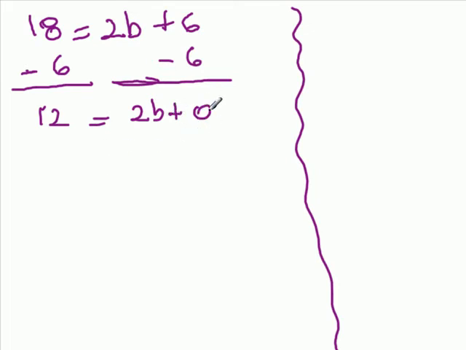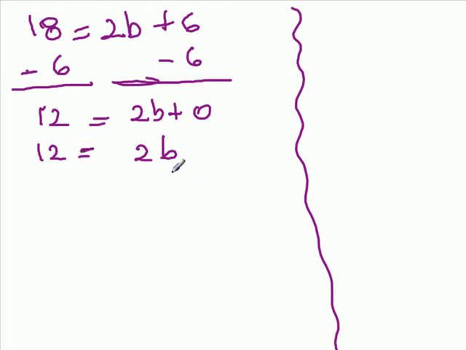Next, we are going to simplify this last step. Because we're adding a 0 to 2b, the quantity stays the same, and 2b plus 0 is just the same thing as 2b. The 12 is still the same on the left side.